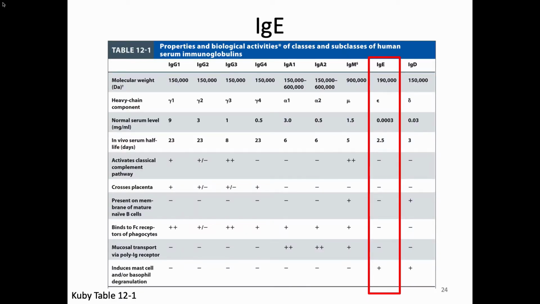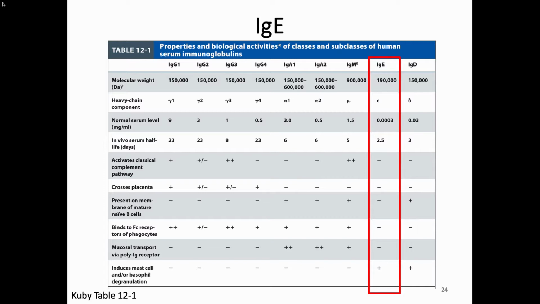So the second isotype that I want to talk about is IgE. If you look at the data on IgE, what do you see as an important, or sort of standing out about IgE? Yep, Ashley. The serum level is really low. If you look at the normal serum level, it's super, super low.